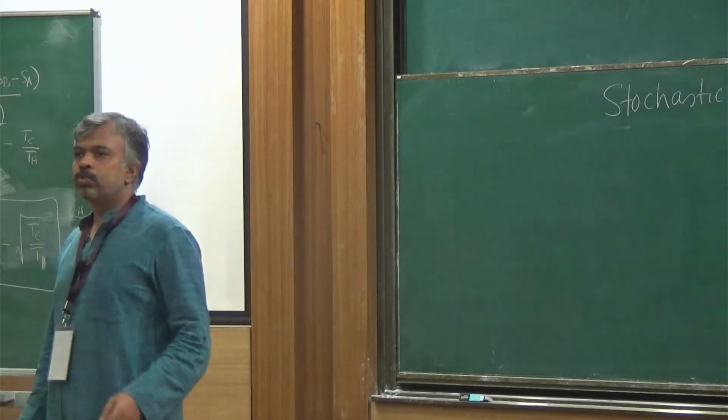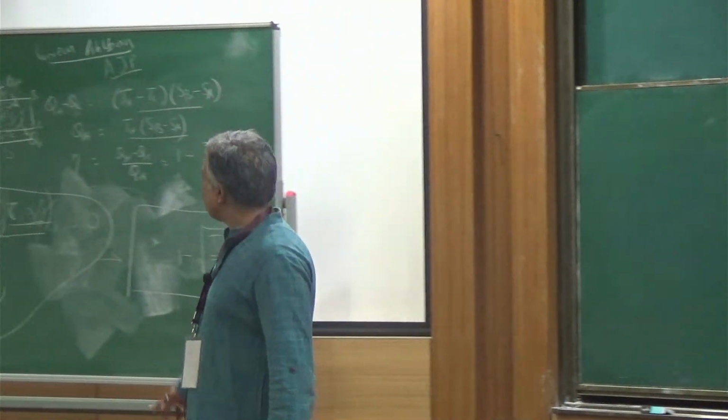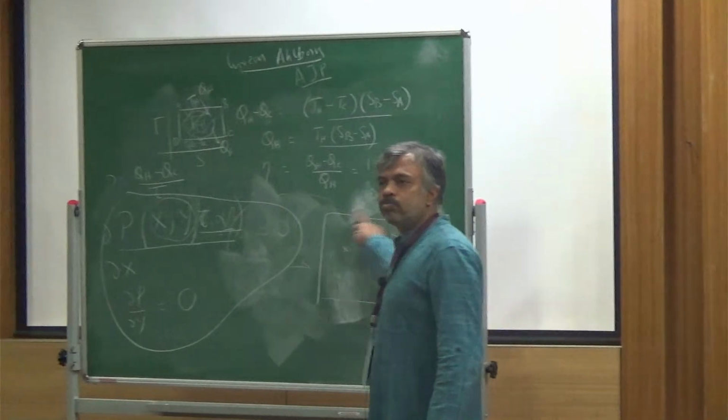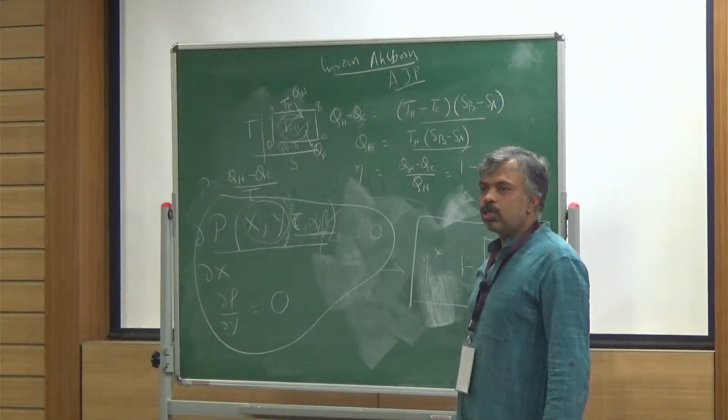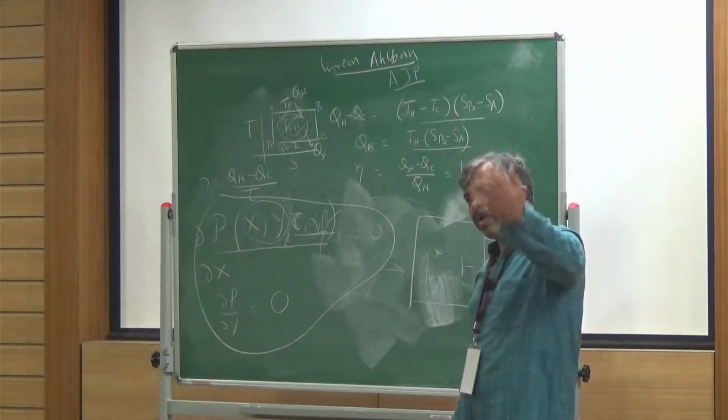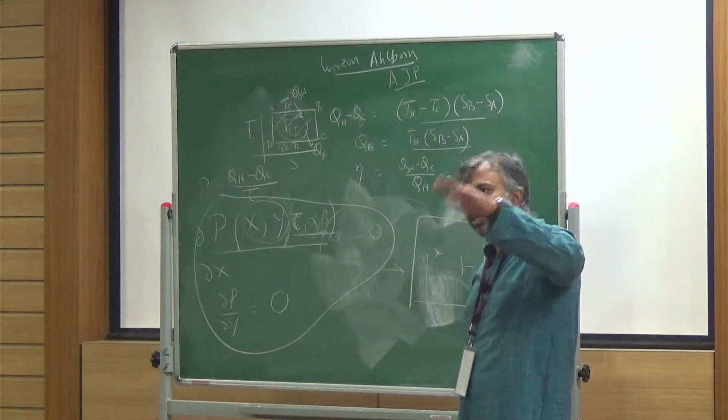This is for the Carnot cycle only, right? No, this is for this Curzon-Ahlborn cycle, which is like a Carnot cycle. The cycle is the same, but it is a refined version because you have included these things.